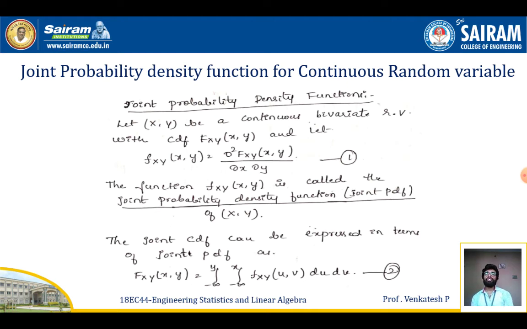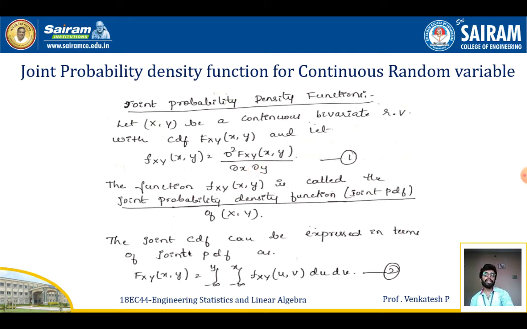So next is the joint probability density function for continuous random variables. I'm going to discuss here the joint PDF for the continuous random variables. Let X comma Y, two random variables again, capital X and capital Y, be continuous bivariate random variables with CDF capital F of x comma y, and let small f of x comma y be equal to del square of capital F of x comma y divided by del x into del y.